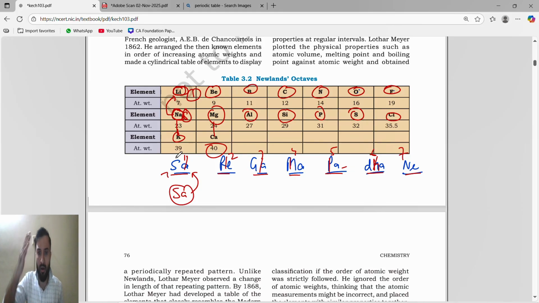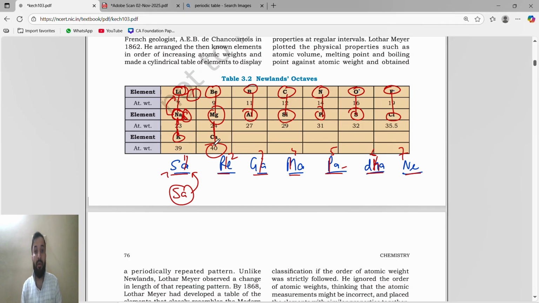Sa re ga ma pa dha ni sa. He said again sa is 8, again sa is 1. Sa. Again it is showing the similar properties. Every 8th is showing the similar properties to the first. So that's why he started showing. See, lithium is similar to sodium, beryllium and magnesium are similar, boron and aluminum are similar, carbon and silicon are similar. These all are similar. Magnesium is similar to calcium.